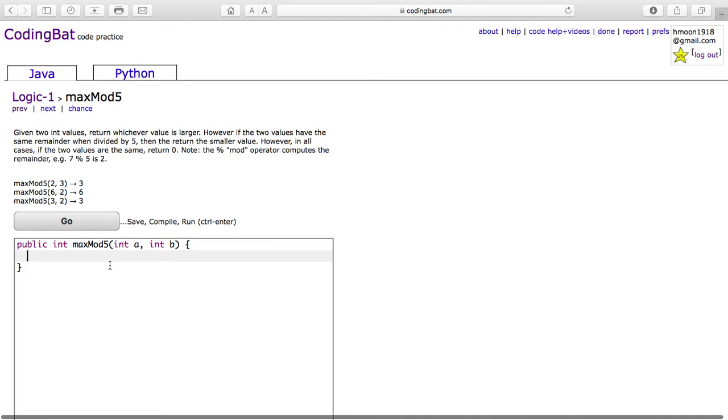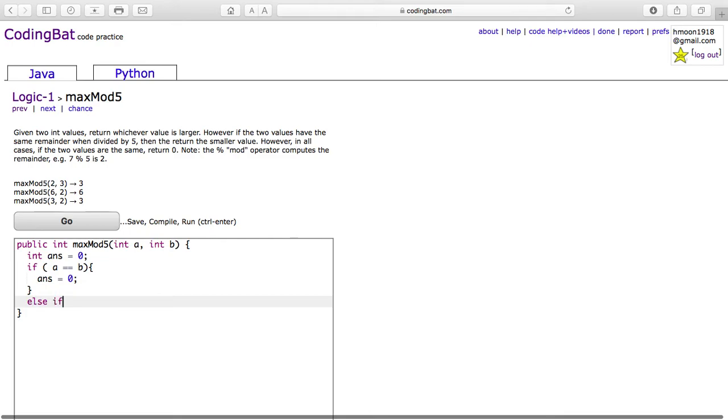So we are going to have an int for our answer, which in the beginning will be equal to 0. And our first case is that if A is equal to B, then our answer will be 0. Because it says if the two values are the same, return 0.